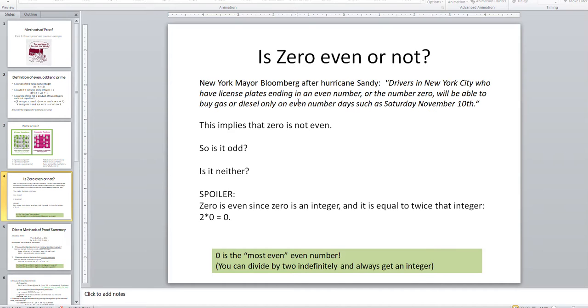And the answer is it's even, because 0 is an integer, and twice 0 is equal to 0. That means that the number 0 must be even. Some people say it's the most even, because you can just keep dividing it by 2 and you'll get an integer forever.